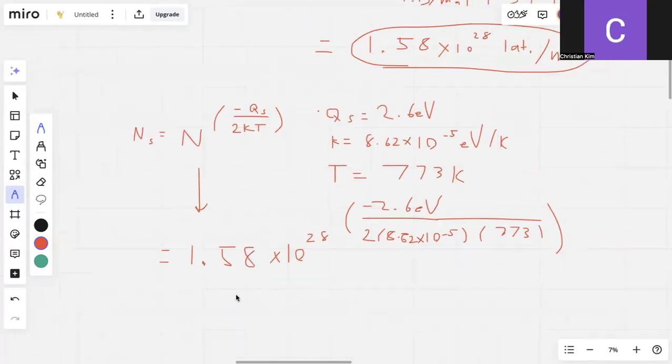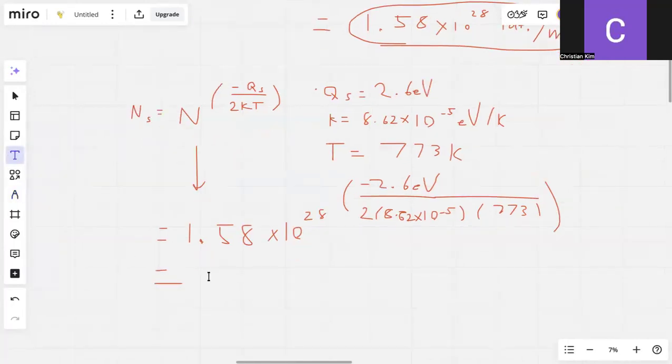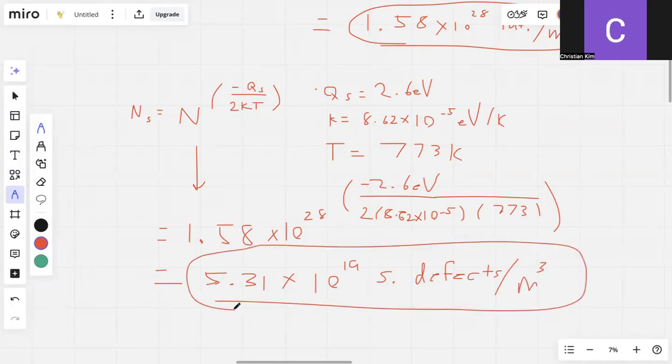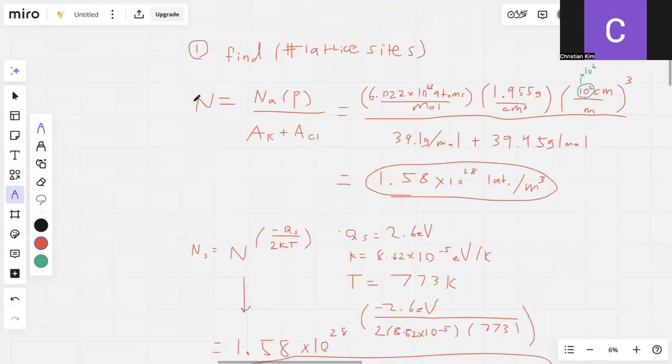And then once I put that into my calculator, I should be getting 5.31 times 10 to the 19th Schottky defects. So I'll just put S for short. Defects per cubic meter. So then that'll be my final answer. All right, so then that's the first question. Let's go on to the second question.